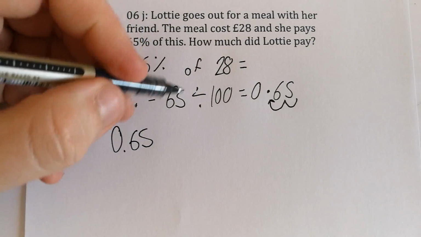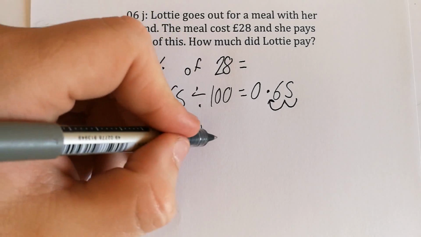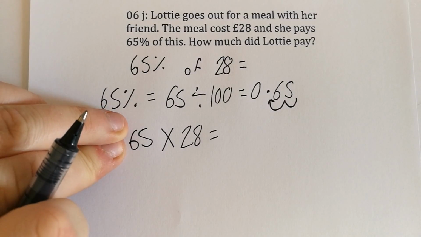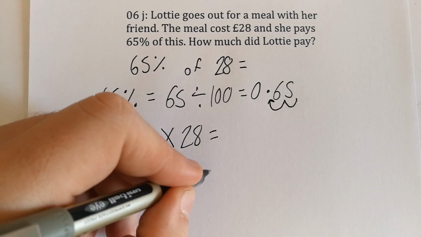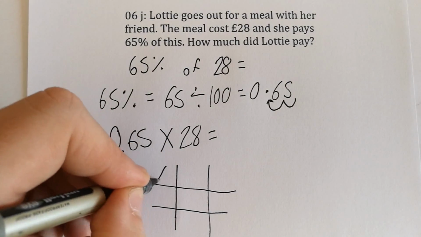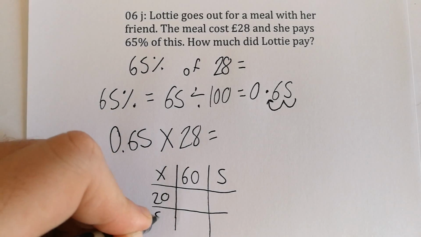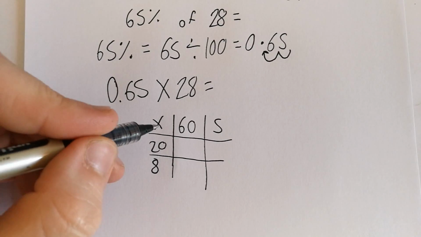0.65. We need to times it by 28, because the word of means times, and then just 28. And again, we just treat this as like 65, and then times that by 28, so we need a multiplication grid. Put our times in, 65, 28.